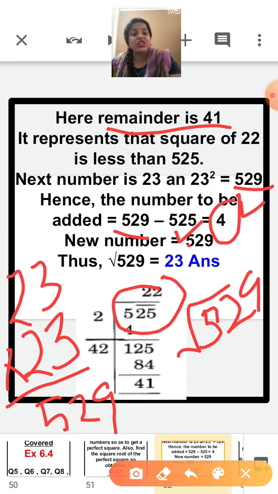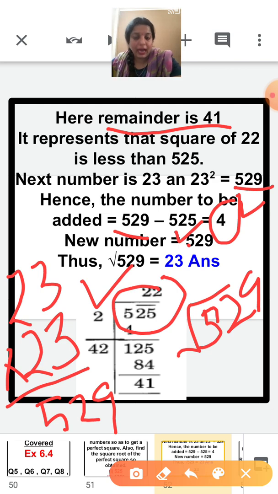Okay children, which number should we add so that 525 becomes a perfect square? 4. How do we get it? We tried the next number. Up to 22 we were getting a remainder, so we tried 23. Instead of 24, we need to try just the next number, which is 23.